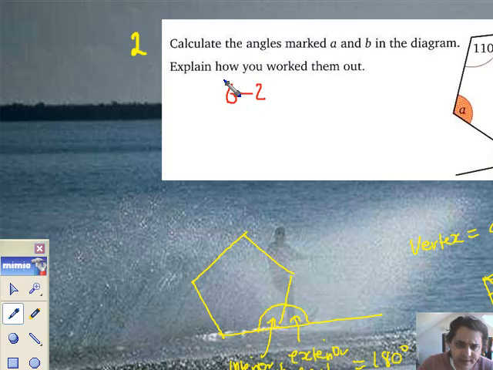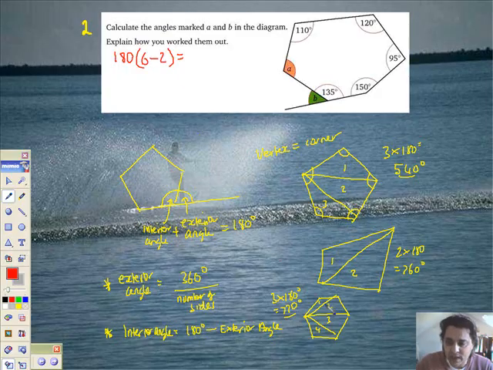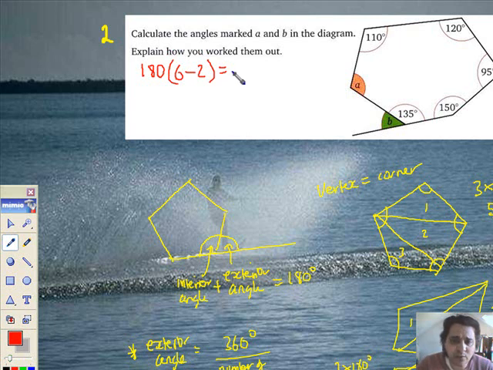6 take away 2, I've got that many 180 degrees. Is that alright? So I've got 6 sides take away 2 sides, gives me 4 sides. 4 times 180 is your 4 triangles, and there it is there. I did it earlier. Now I'm going to work out 4 times 180 degrees, which is 720 degrees. Now I've proved that the interior angles add up to 720.